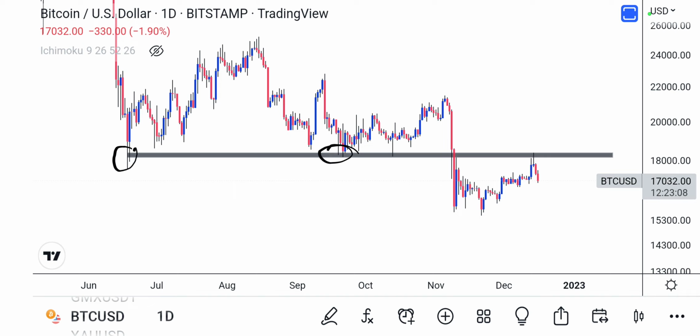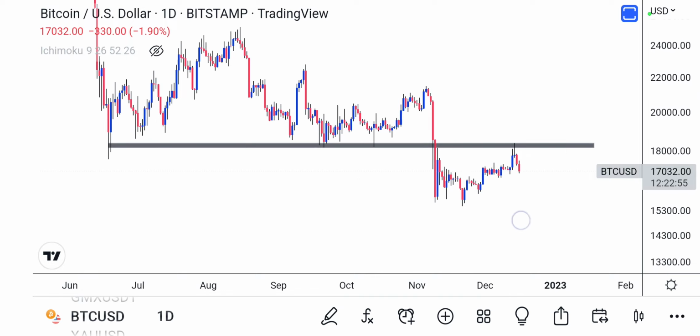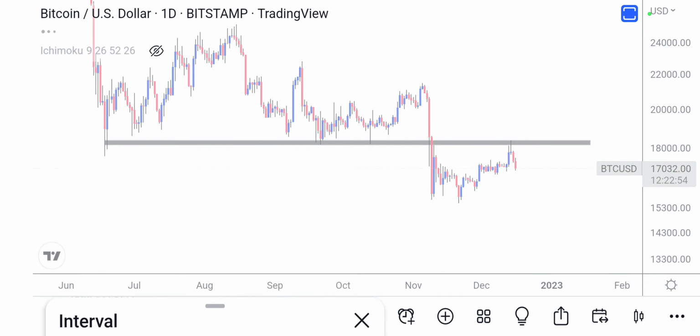Now, you can see how this has played out very well here. Support, support, support, broke that psychological support. Now it went back down, came back up to test that previous support, now future resistance. So let's go down to a lower time frame, the 3 hour time frame.